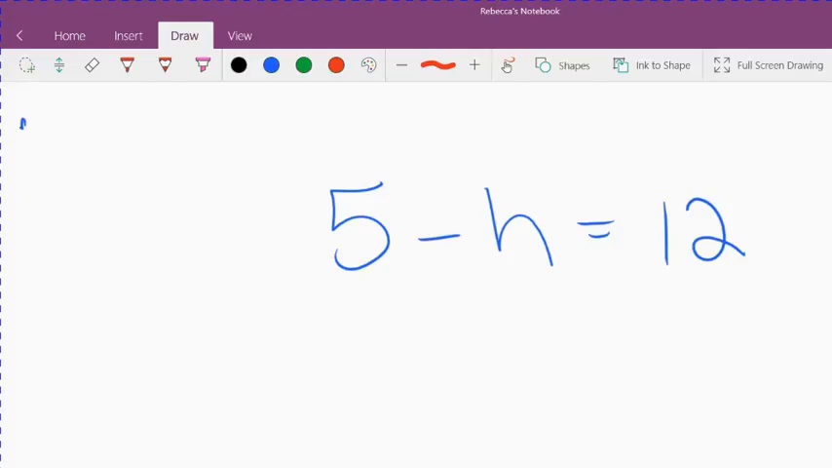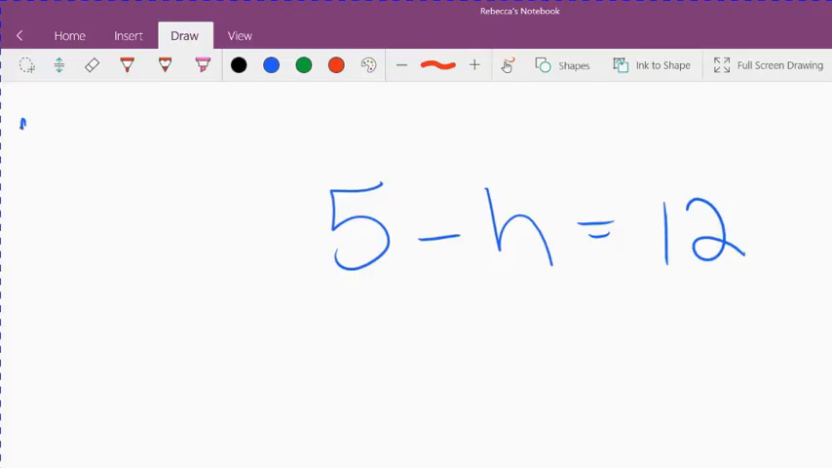Now this one looks like we've kind of gone back a step, right? Because we have 5 minus h equals 12. We don't have any coefficients. We don't have anything being multiplied by that h, except that we do. However, we always want to deal with our constant first, even if our constant actually comes first in this case.